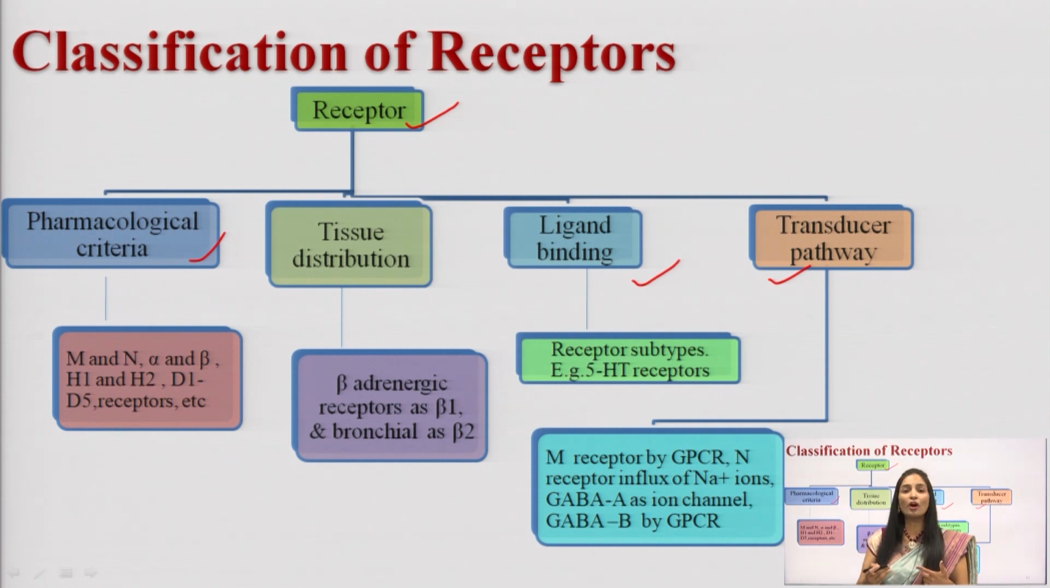If this acetylcholine goes and binds to its muscarinic receptor, then the GPCR will be activated. And when acetylcholine goes and binds to the nicotinic receptor, then it will show its action through the ion channel. And the second best example is GABA. GABA has been further classified into GABA A, GABA B and GABA C, and here GABA B will act as a GPCR, and GABA A and GABA C will show their action by ion channel.